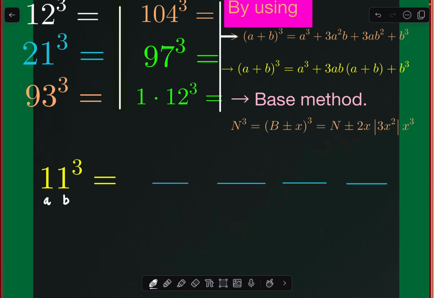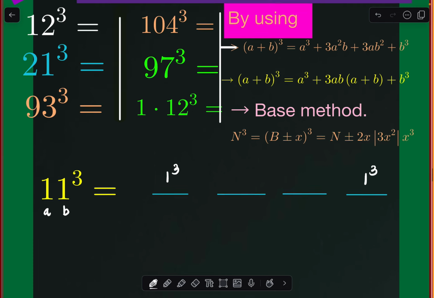Now the leftmost part is a cube, 1 cube, and the rightmost part is b cube, also 1 cube. For the middle places we use 3a square b plus 3ab square format, or 3ab into (a plus b) format. Both are the same, not different. Before that I can calculate 3ab first. 3ab is how much? 3 into 1 into 1 gives 3.